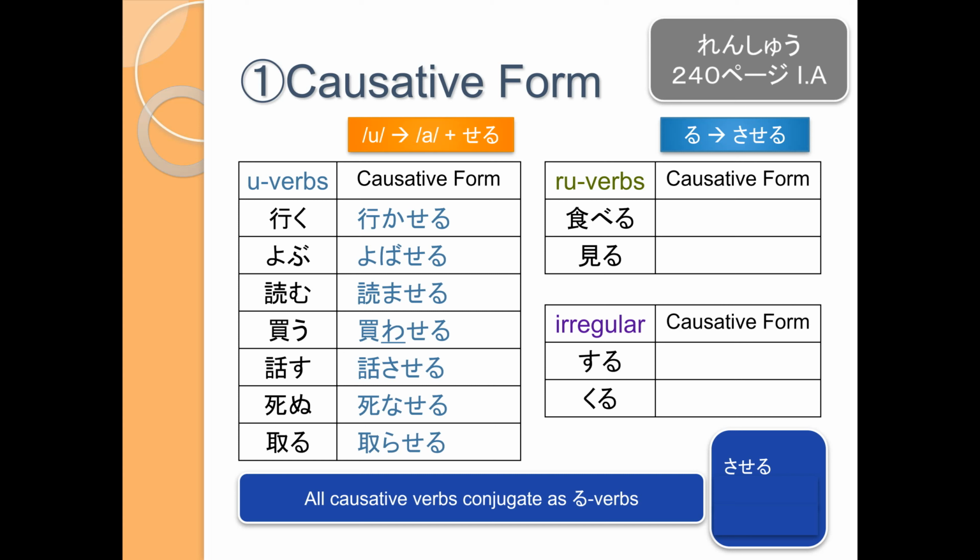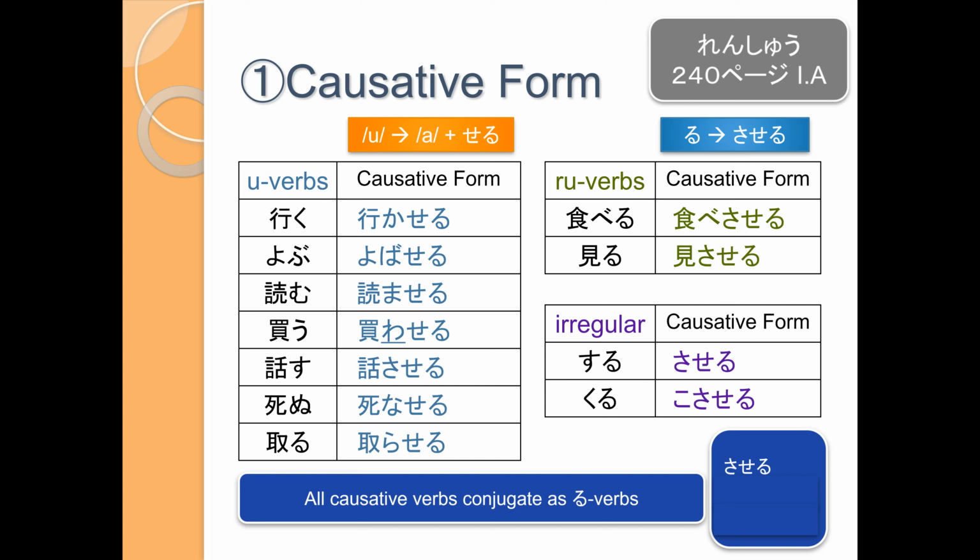For ru verbs, it's pretty simple. All we have to do is drop the ru and add saseru. So taberu, tabesaseru, miru, misaseru. Very straightforward. For irregular verbs, suru will change to saseru, and kuru will change to kosaseru.